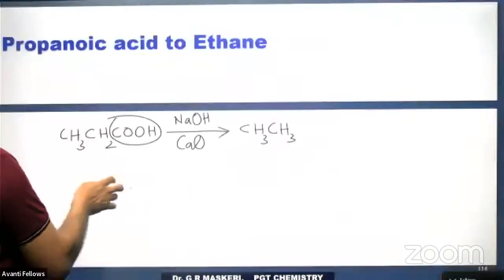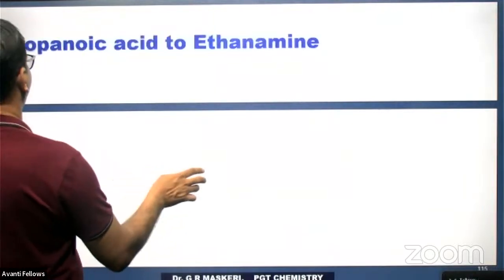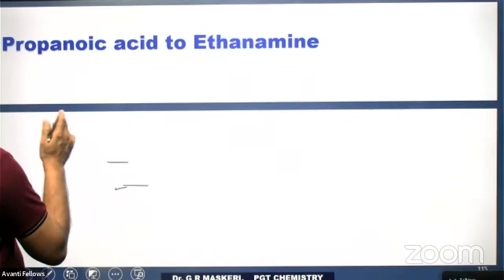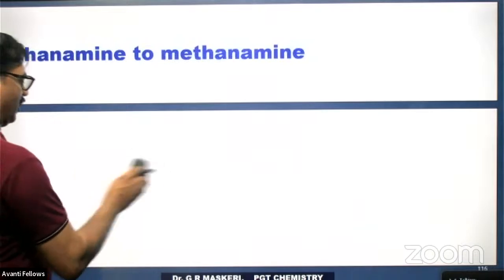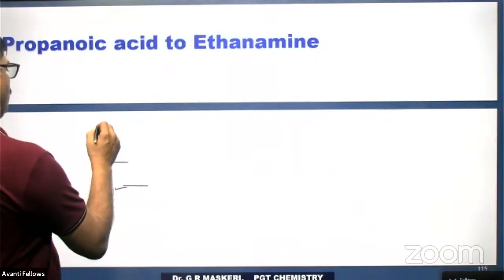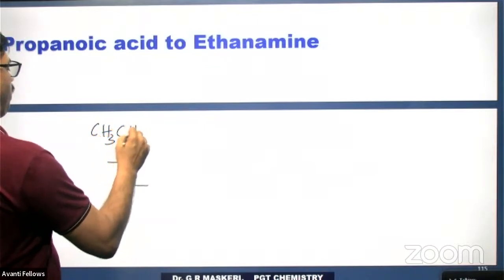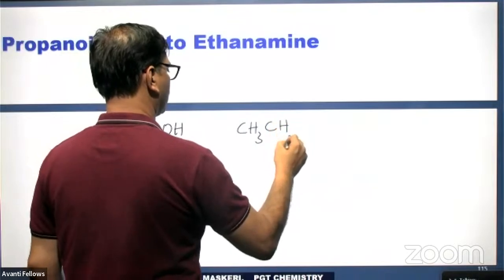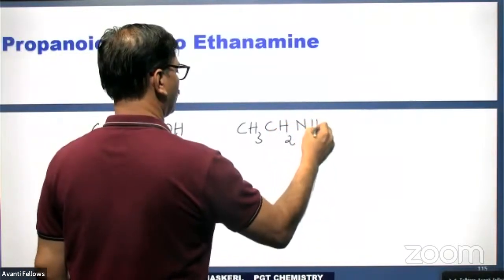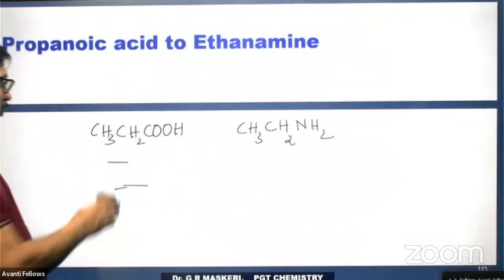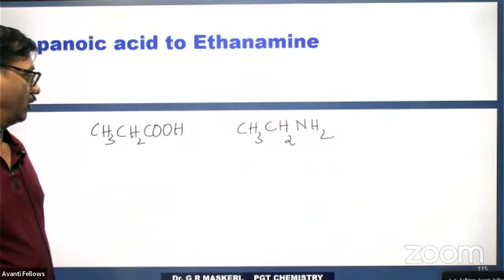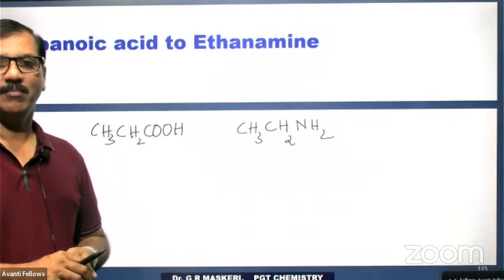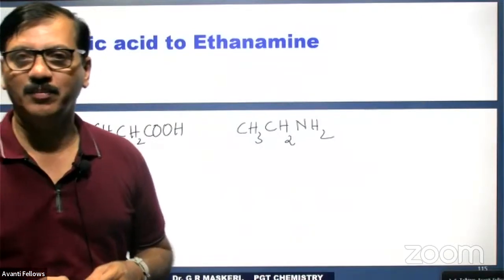All right. Now coming to another one: propanoic acid to ethanamine. Propanoic acid to ethanamine, CH3CH2NH2. This is important. Here, 3 carbon atoms are to be reduced to 2 carbon atoms. By removal of COOH, we will get ethane. The number of carbon atoms is reduced.